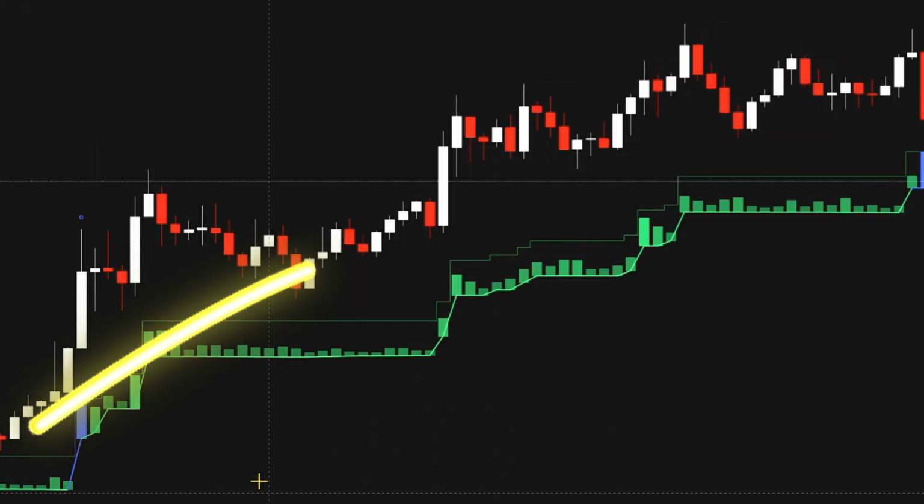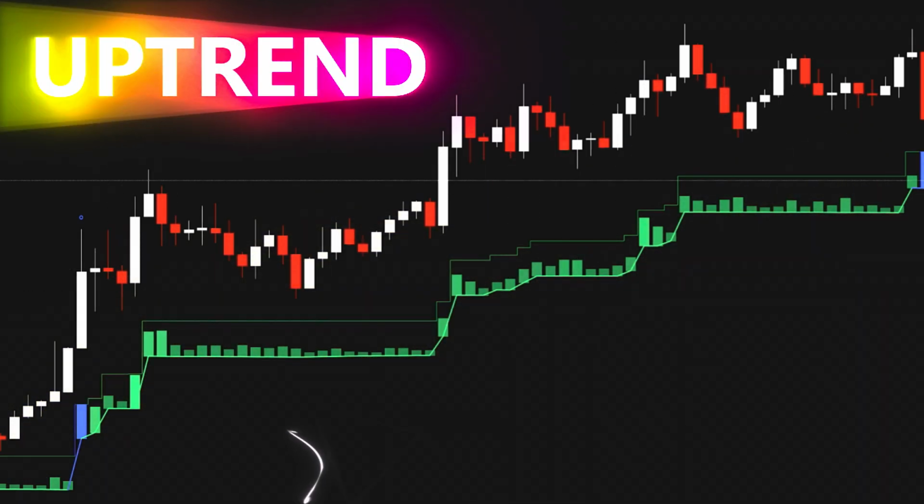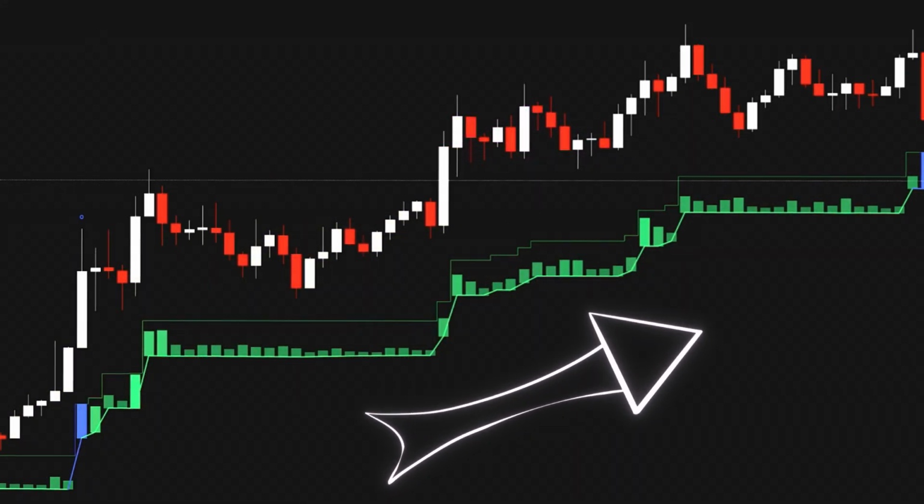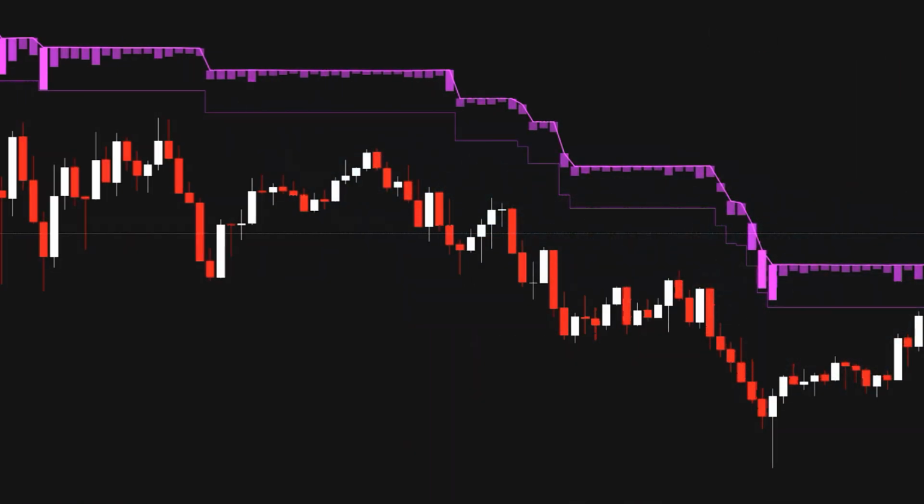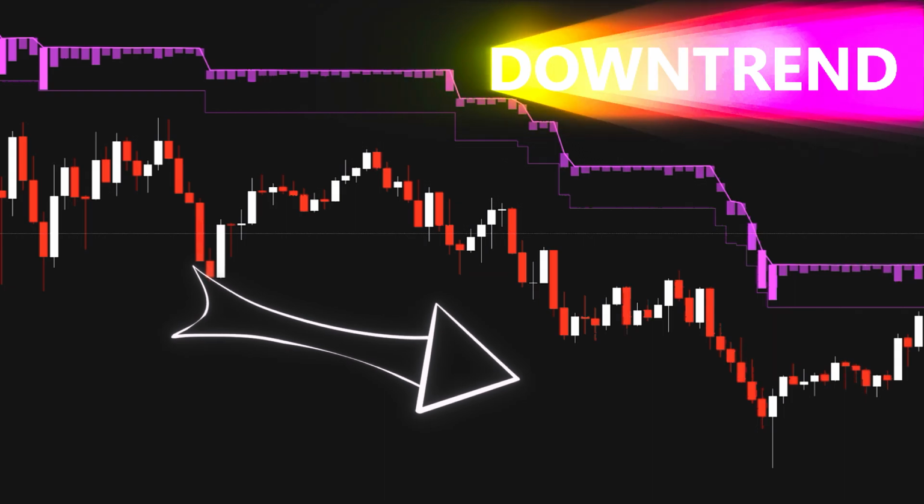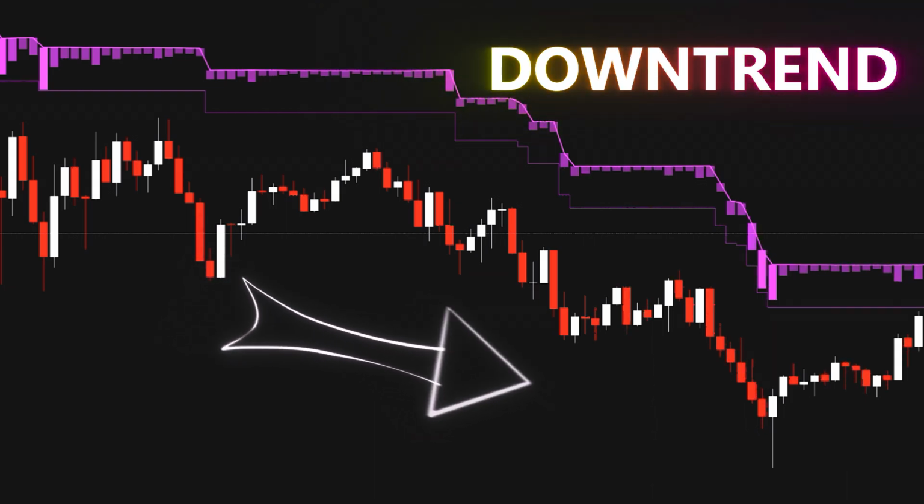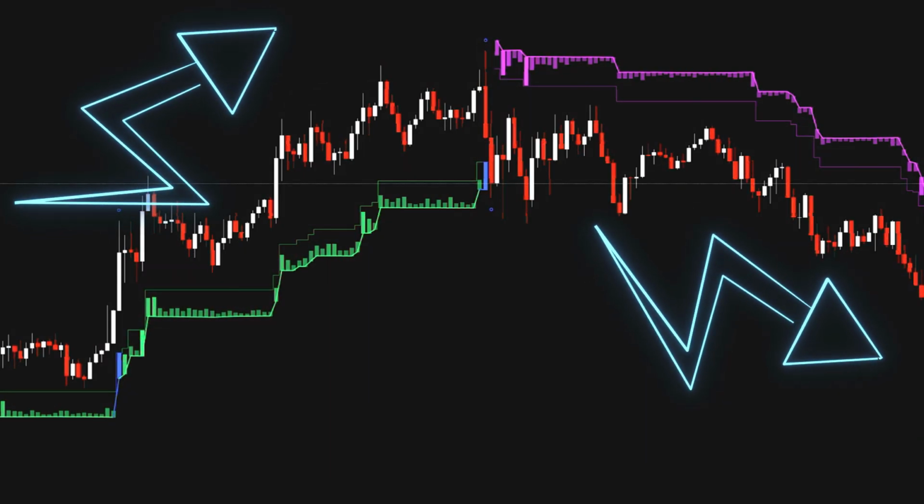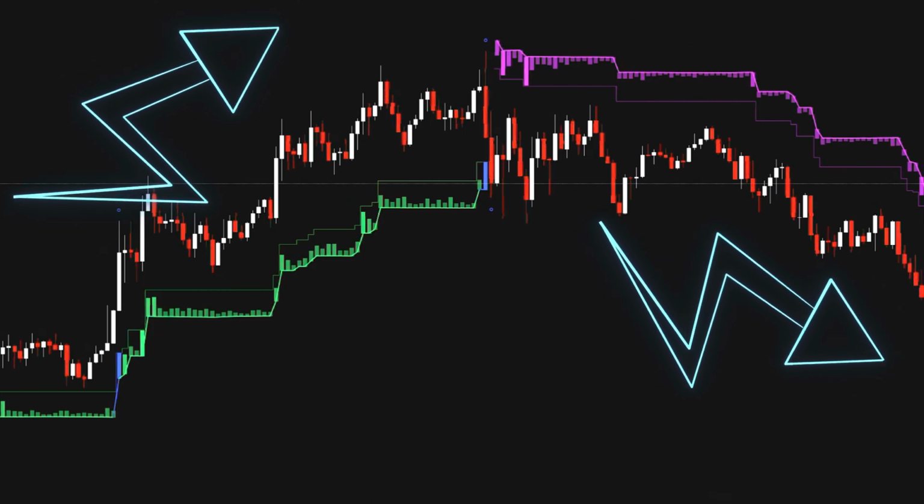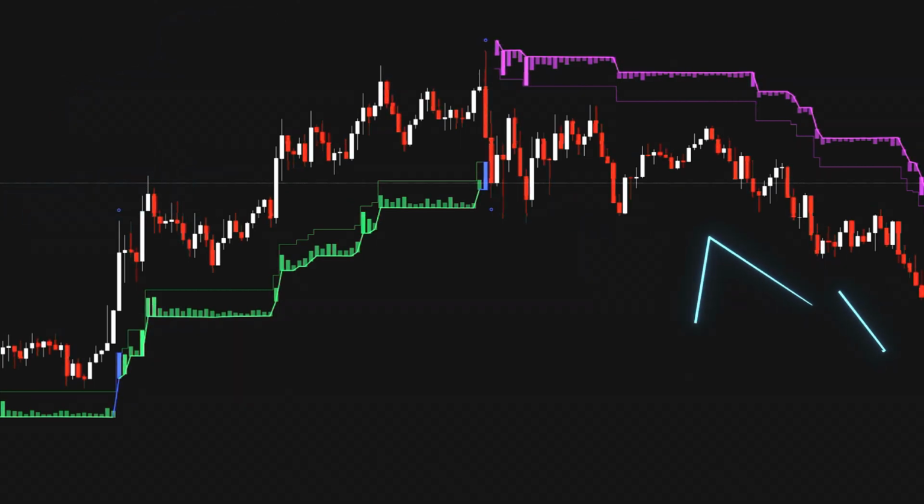And the key is the color code. If the market is heading up, the band turns green. Easy to see. That tells you you're in an uptrend. If the market flips and starts going down, it turns purple. So the color is your quick check for the trend direction, and the bands show you how it adapts to the current price action. That makes it super easy to get a clear picture of what the market is doing.